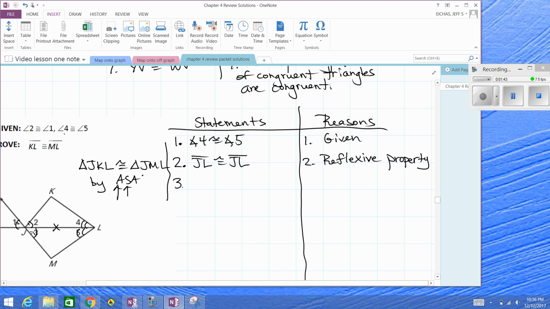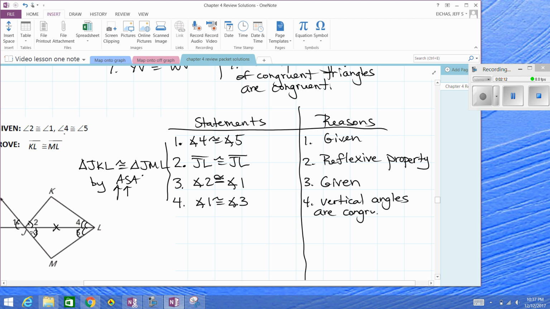Okay. Number 3, now we have to work for these other pair of angles. Not going to be easy. Okay. Angle 2 is congruent to angle 1 because it was given. All right, this is going to be a little weird series, but you'll see this. Angle 1 is going to be congruent to angle 3, and that's because vertical angles are congruent. Don't just say vertical angles here. Please finish it with theorem or are congruent.